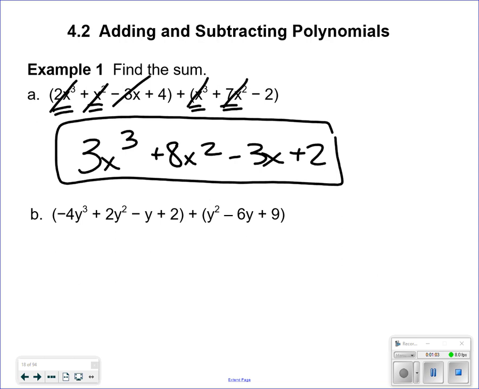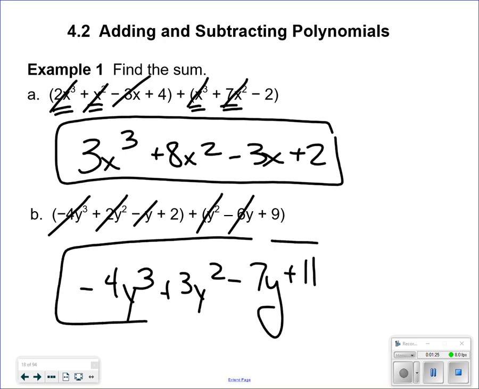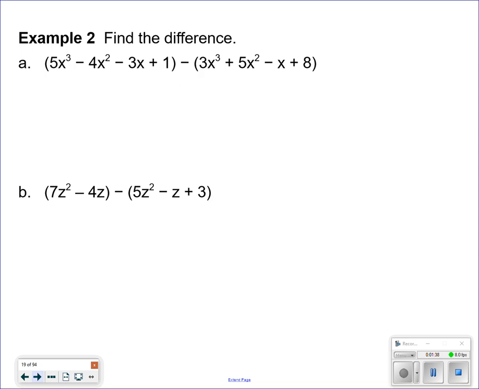So the next one, again, I'm looking for the highest exponent, so I see a negative 4y cubed that doesn't have anything that's alike. I see a plus 2y squared and a 1y squared, which makes 3y squared. Negative 1y and negative 6y. And then positive 2 and positive 9. So again, I always go in descending order, and I always cross them off as I go. You don't have to do that. Ultimately, you just have to add like terms, but you do have to put it in descending order when you're done.